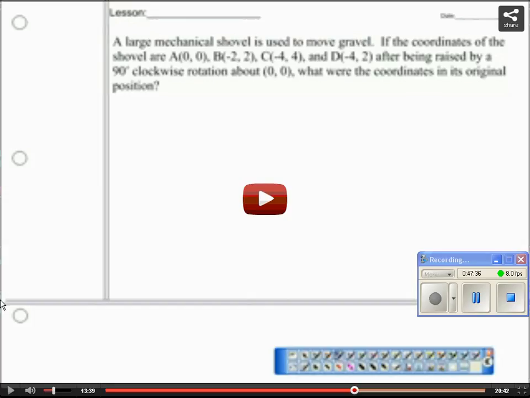Negative 4, 4, we flip them. 4 negative. Negative 4, negative 4. Negative 2, negative. With these, do the opposite of the thing, because we're doing it in reverse. So those are our original points. I confused you to death, Austin, because I did it wrong. That's what happens when you get in a hurry and you don't pay attention.